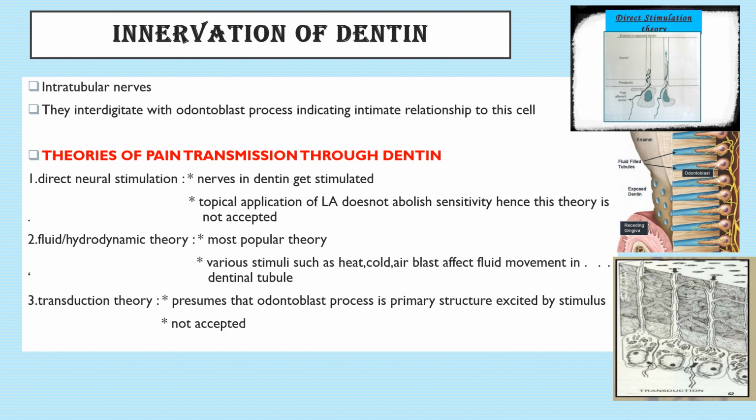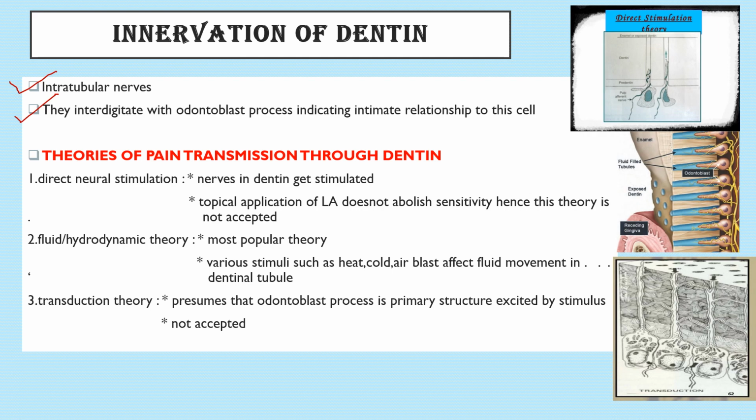Then moving to the innervation of dentin. Like any other tissues, dentin is also supplied by some nerves. So these are intratubular nerves. Intratubular means not in between two tubules, it is within a single tubule. They interdigitate with the odontoblastic process, indicating an intimate relationship to this cell. So they are more closely attached to the odontoblastic process.